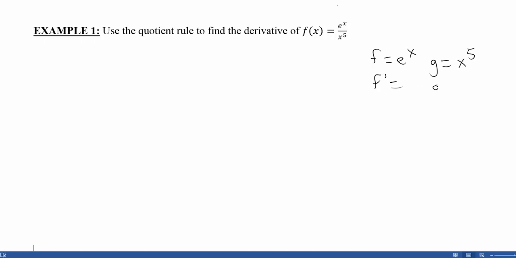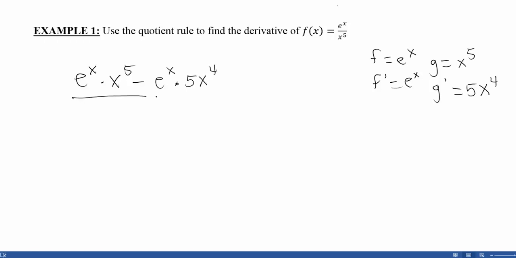Now I need to find each of their respective derivatives. The derivative of e to the x is e to the x, and the derivative of x to the 5th is 5x to the 4th. So now I need to take those terms and plug them into my quotient rule. My quotient rule said that I'm going to do f prime times g, so e to the x times x to the 5th, minus f times g prime, so minus e to the x times 5x to the 4th. All of that divided by g squared, so x to the 5th squared.